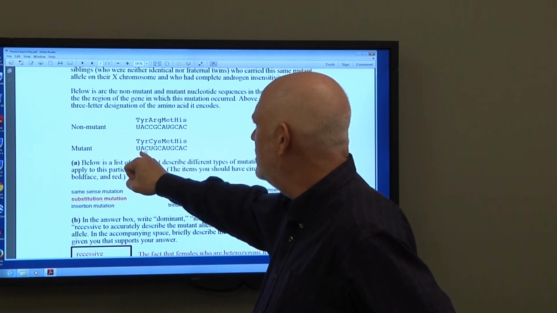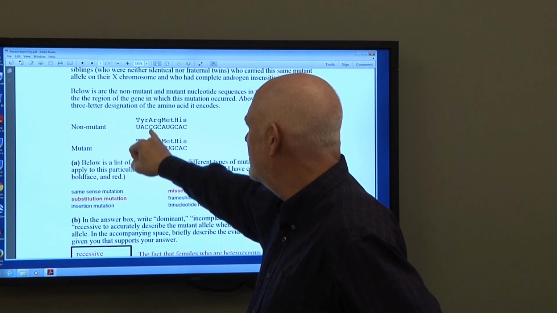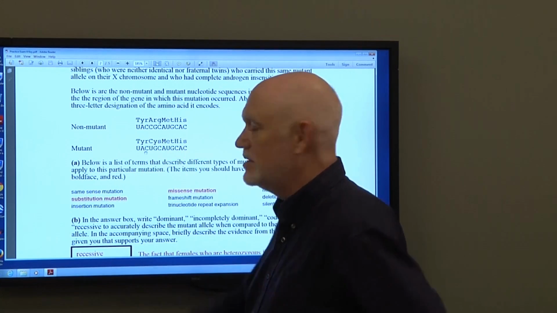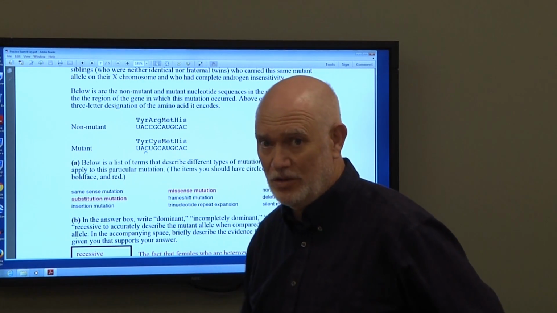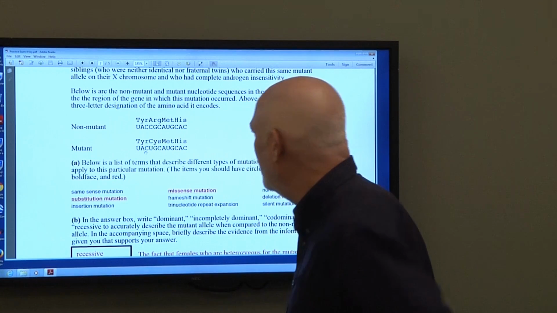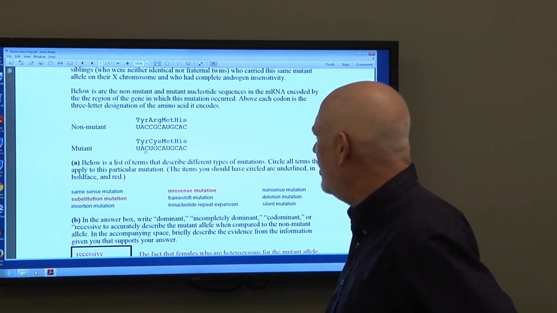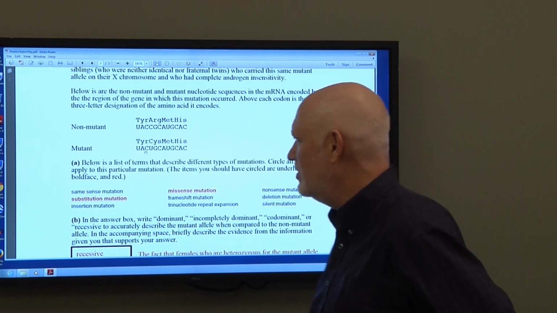And then here's the mutated sequence, UAC-UGC. You'll notice that differs from the C up there. Everything else is the same. That will give you the clue that you need to answer some of these questions. So now down here it says, circle all the terms that apply to this particular mutation.